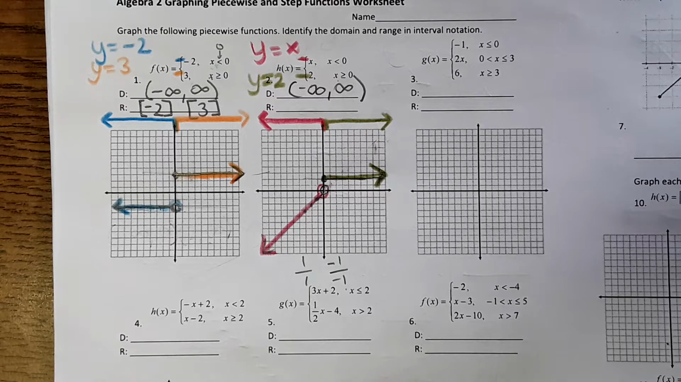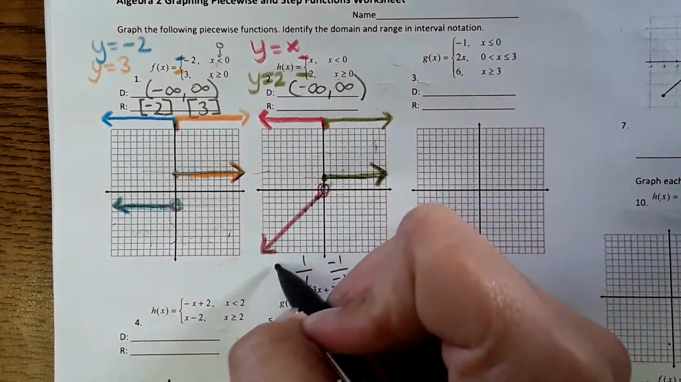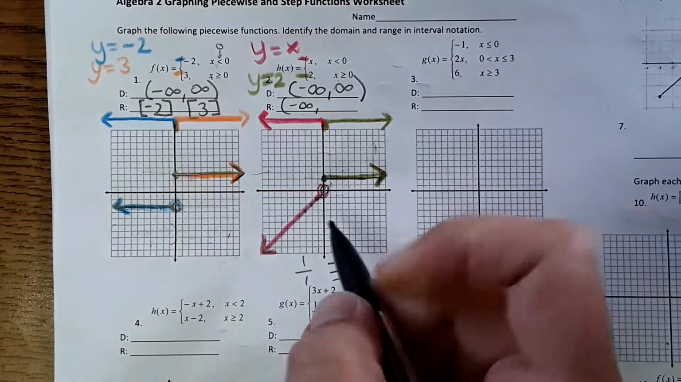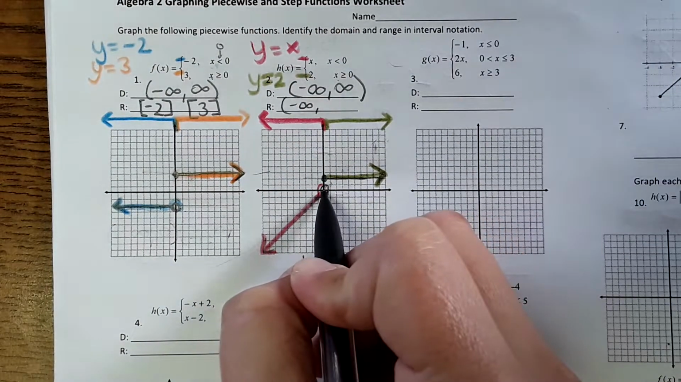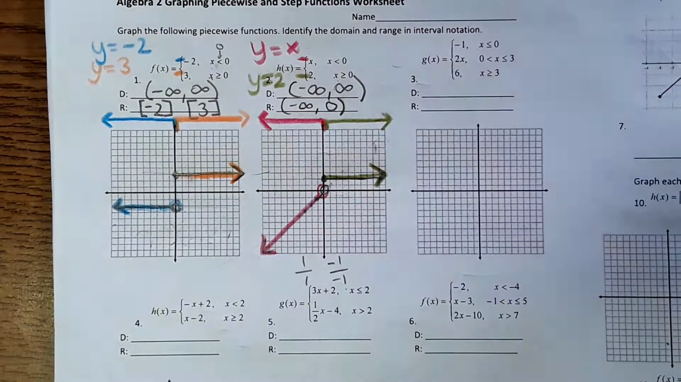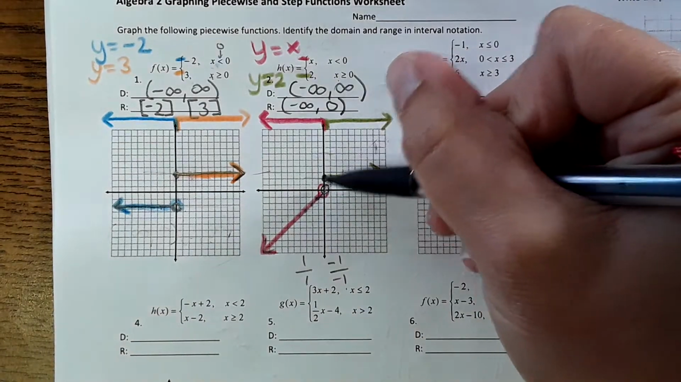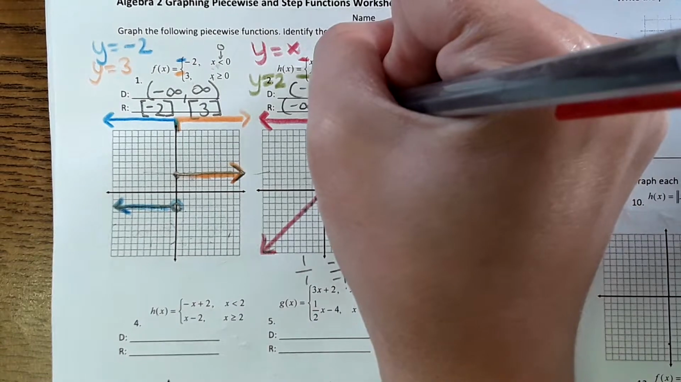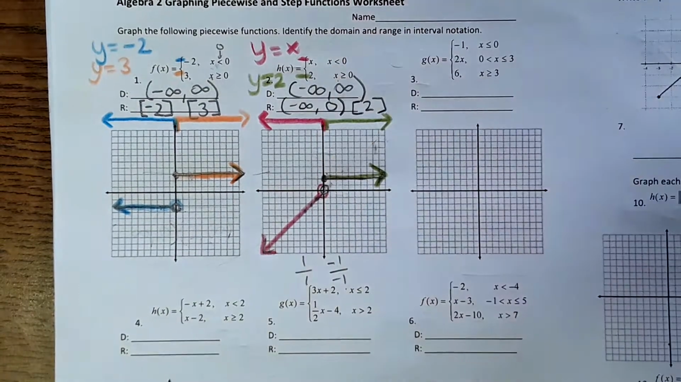Then range is the y values. So it goes down to negative infinity, so starting there, and then it comes up to 0. It doesn't include 0, so I'm using a parenthesis. It's not 2. Then there's nothing in between 0 and 2, so we don't include that. And then it's 2, and then the bracket.